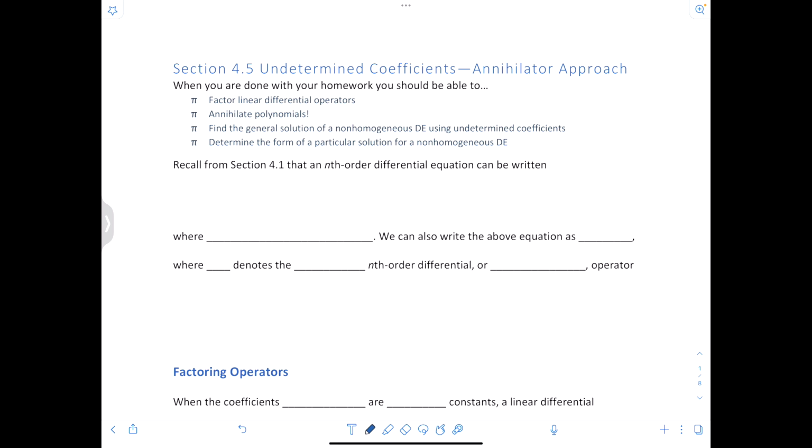Today we're covering section 4.5, Undetermined Coefficients, the Annihilator approach, from the Zill Intro to Differential Equations text.